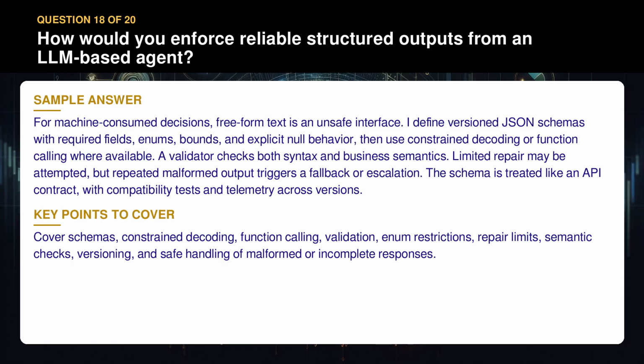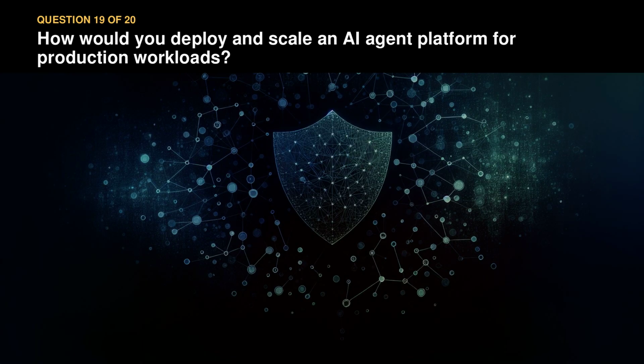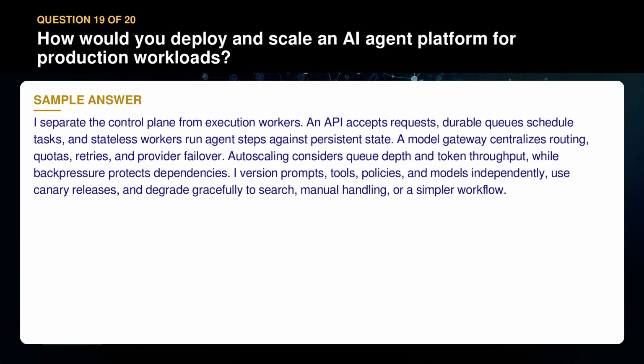Question 19. How would you deploy and scale an AI agent platform for production workloads? I separate the control plane from execution workers. An API accepts requests, durable queues schedule tasks, and stateless workers run agent steps against persistent state. A model gateway centralizes routing, quotas, retries, and provider failover. Autoscaling considers queue depth and token throughput, while backpressure protects dependencies. I version prompts, tools, policies, and models independently, use canary releases, and degrade gracefully to search, manual handling, or a simpler workflow.